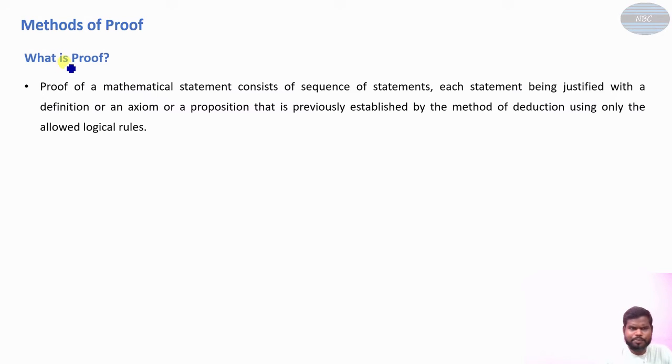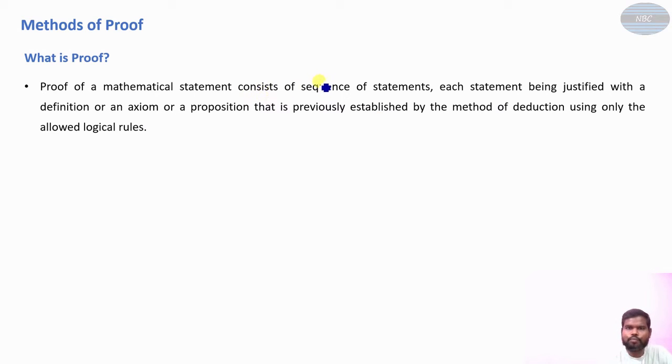In this lecture, we'll study different methods of proof. So first of all, what is a proof? A proof of a mathematical statement consists of a sequence of statements, each statement being justified with a definition or an axiom or a proposition that is previously established, by the method of deduction using only the allowed logical rules.